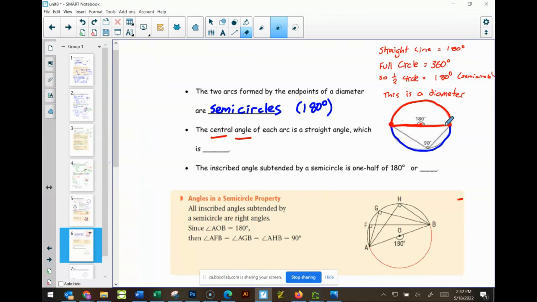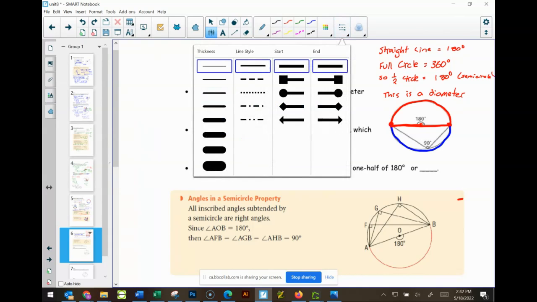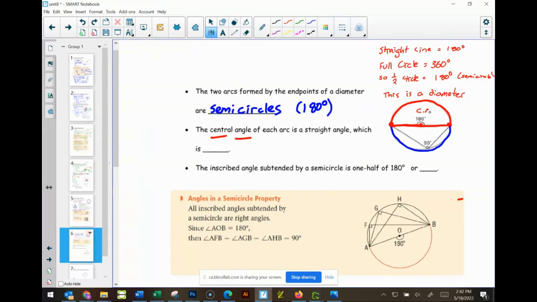So you have to remember that for some of these questions, if you have a diameter, it is still going from the edge of the circle to the middle and back out to the edge, which means that this 180 degrees is a central angle, and that's going to be very important to recognize when you're trying to prove some of these: even though it looks like a straight line, it's still an angle. A straight line just has an angle of 180 degrees. So the central angle of a semicircle is 180 degrees. Again, just a straight line.